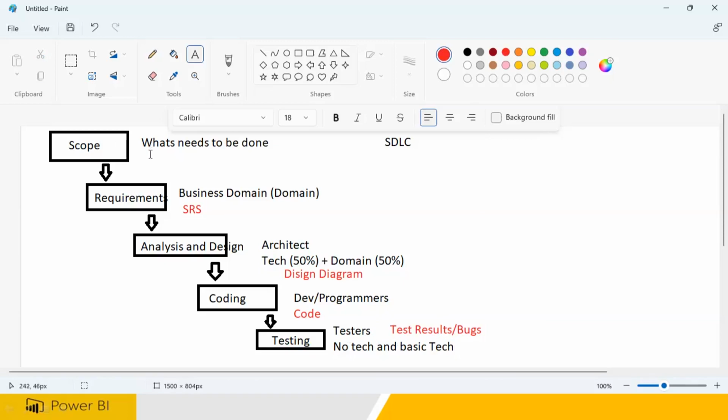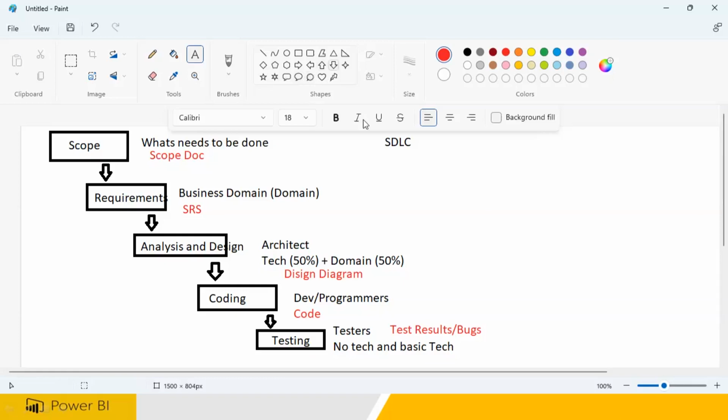So every phase will give you something. From the scope, what will you get? You will get a scope document. It is a document that will be released. Scope document comes from the first phase, the SRS document from the second phase, and design diagrams are released in the third. In the coding phase you get the code. The code will be installed and you have to test it, and the test results and bugs are going to be there. That is the last phase.